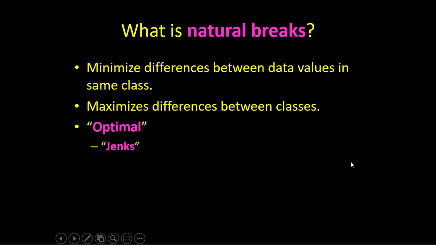What is natural breaks? This is one which the book talks about. And keep in mind the book's a little dated, but this is the one which is also known as optimal, and we're going to use the Jenks algorithm. And it's a very simple idea. The whole idea is it tries to find the natural breaks in the data. And all it does is try to minimize the difference between data values in the same class, but at the same time maximize the difference between classes.